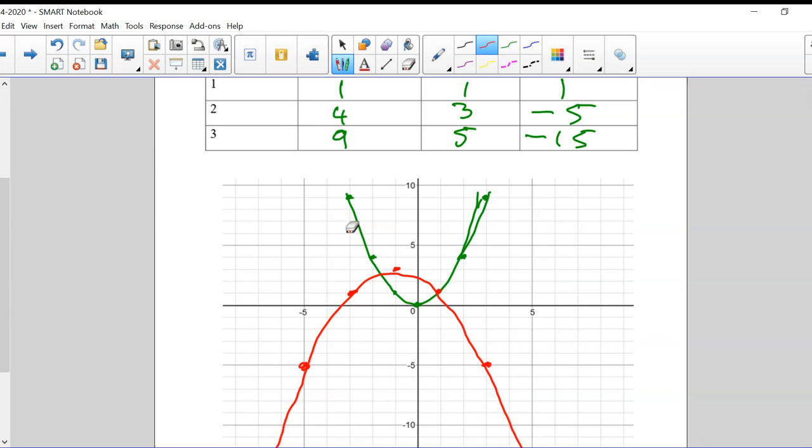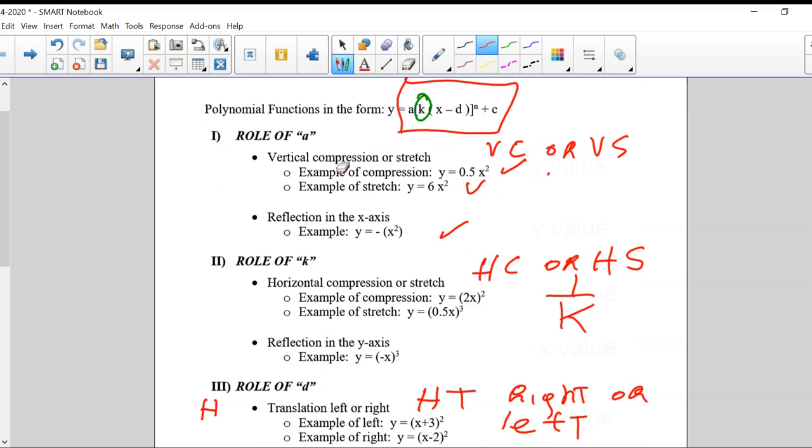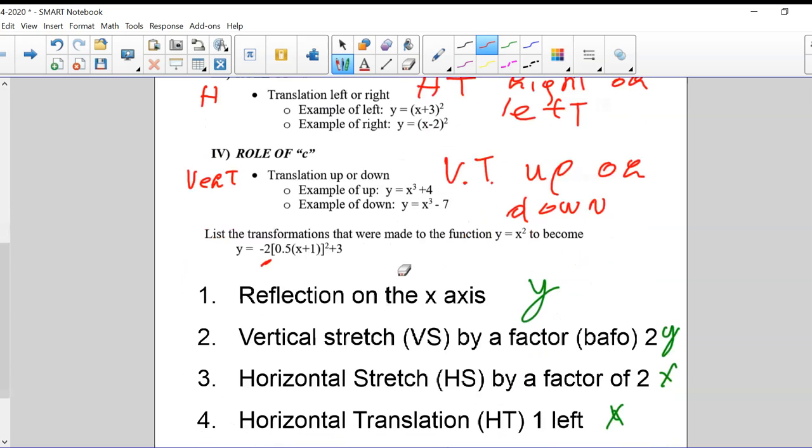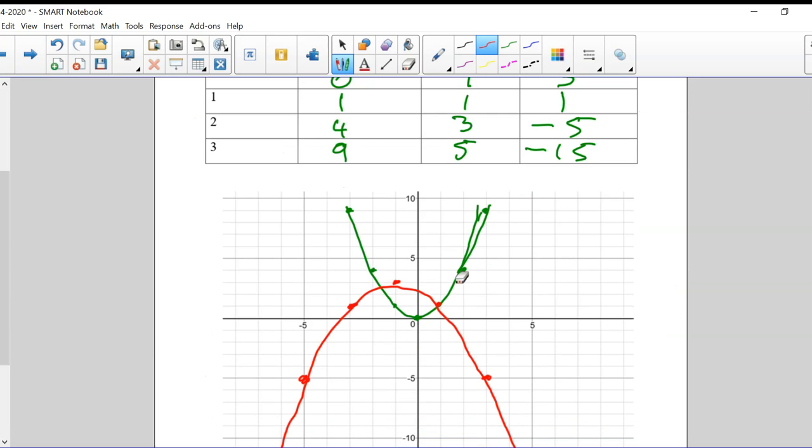Well, you can't see my hand, so that's pointless. It's been stretched horizontally. It's also been stretched vertically, so it's been pulled down as well, according to all the things that we said before. So you can see the reflection on the x, you can see the vertical stretch, you can see the horizontal stretch, and you can see the translation of 1 to the left. It's been shifted 1 to the left. So all the things that we said were going to happen to it did happen to it. It all hopefully makes sense.